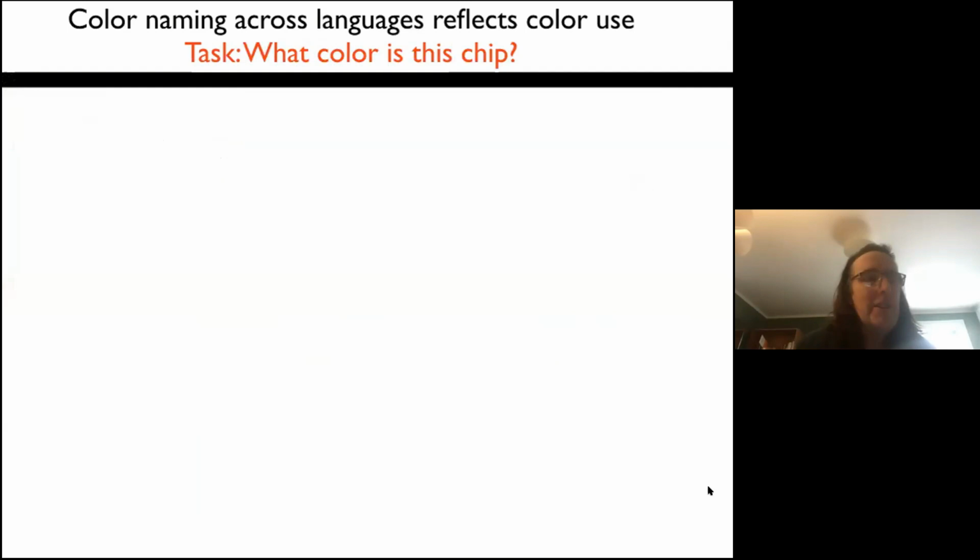So our task is a really simple task. The task is just, what color is this?